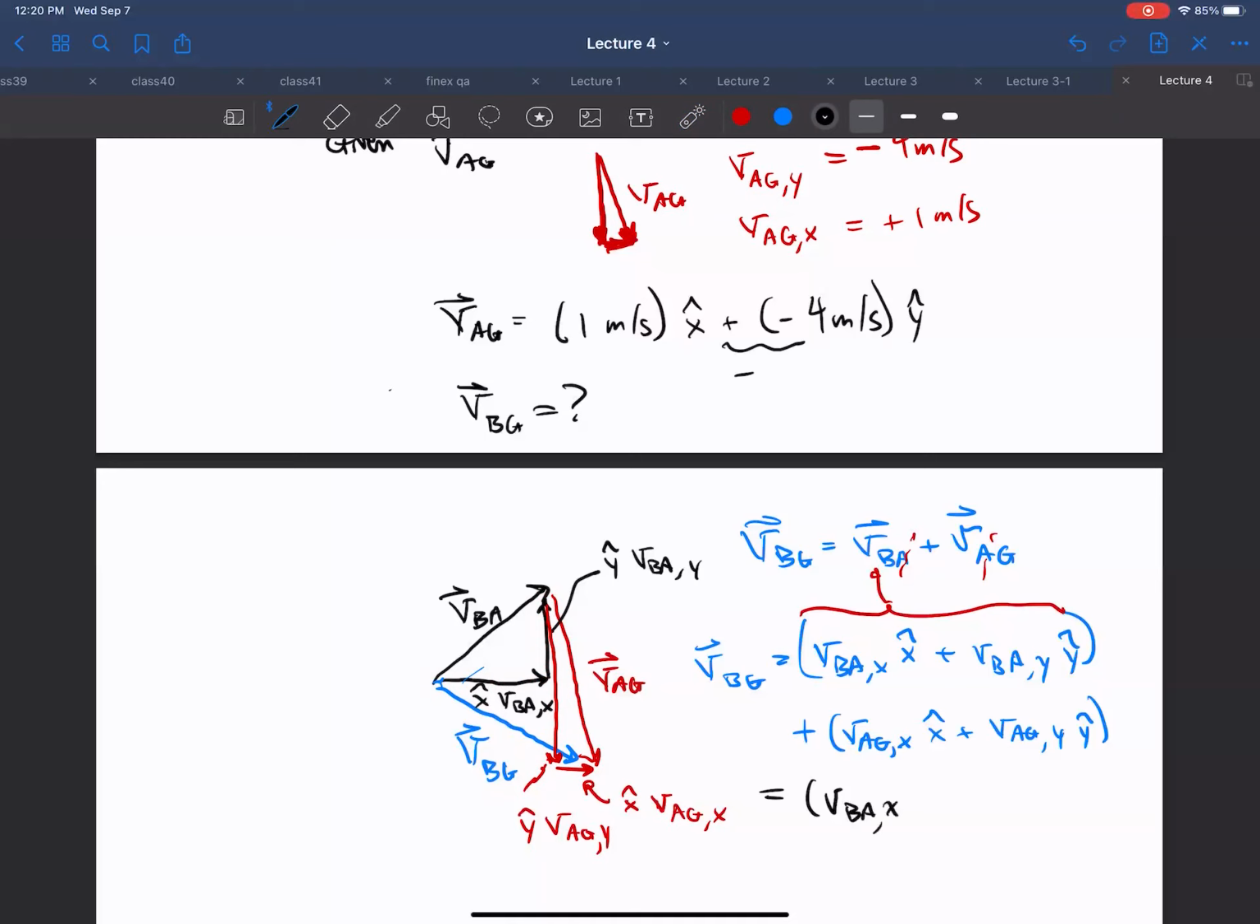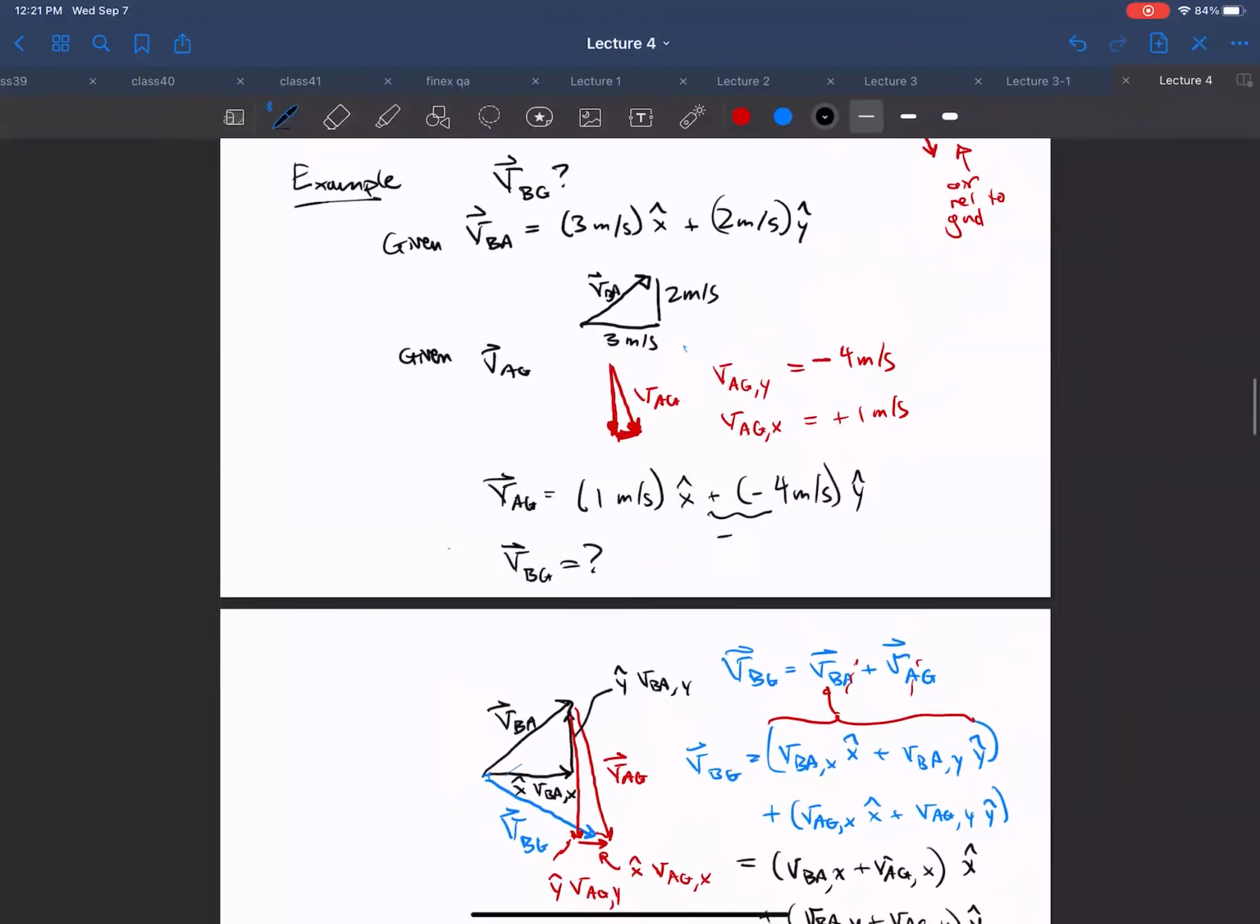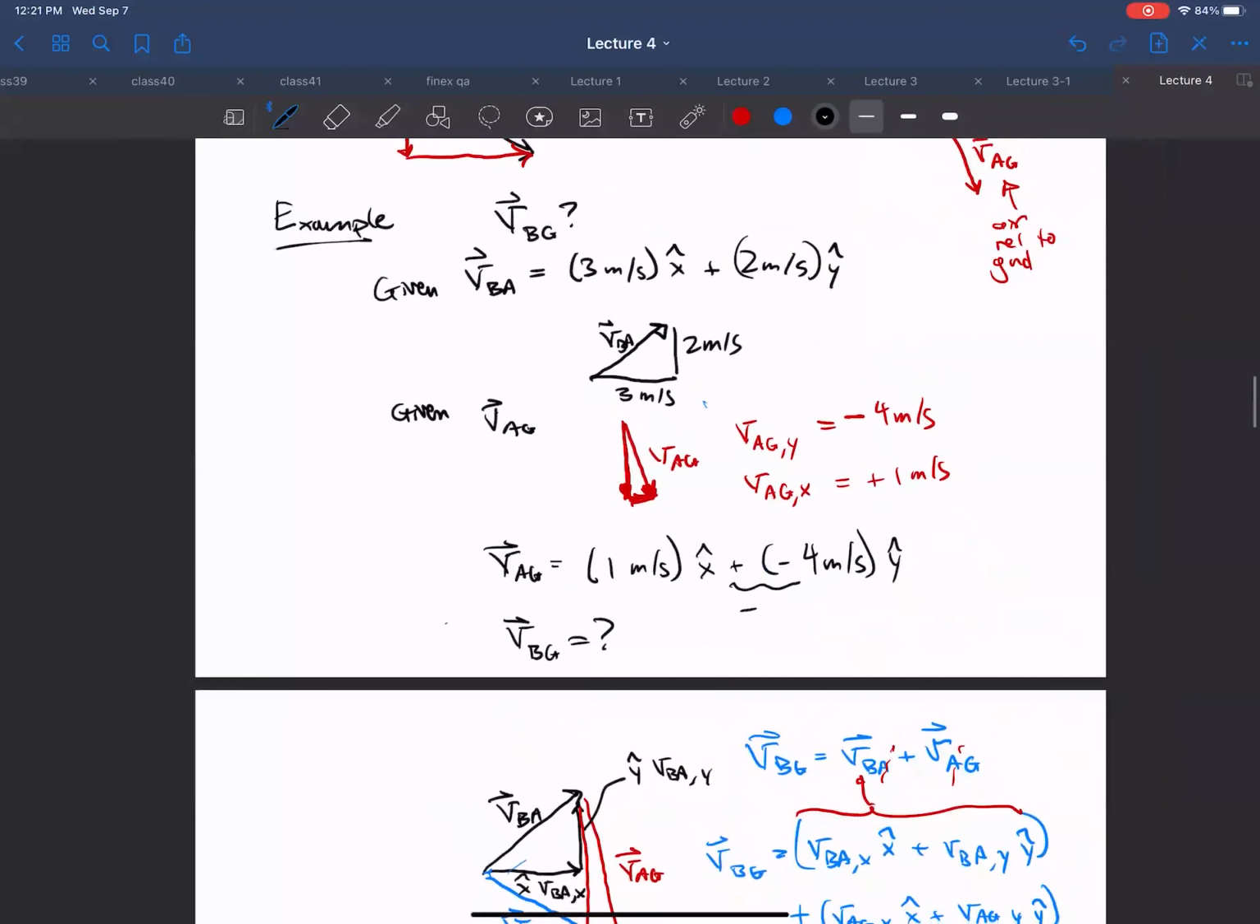VBA X plus VAG X, all that times X hat, plus VBA Y plus VAG Y, all that times Y hat. So when you're adding vectors together, if you got the components, it's very easy. You simply add the components together, and that gives you your new X component and your new Y component. So let's try it with this example.